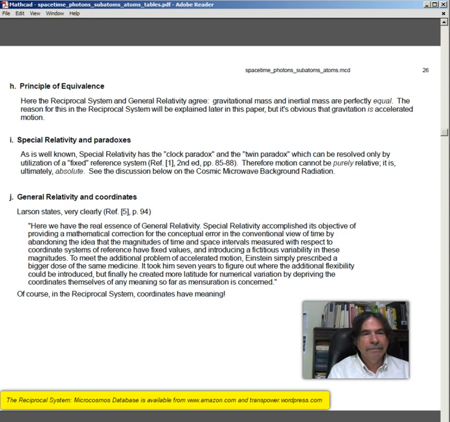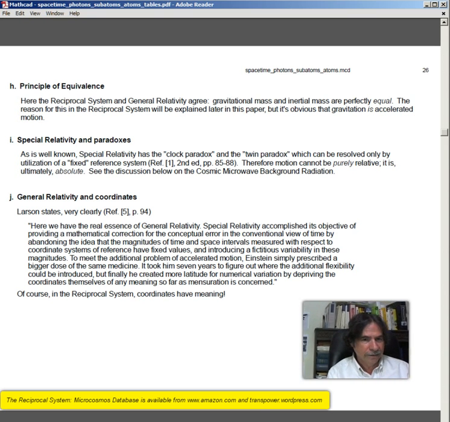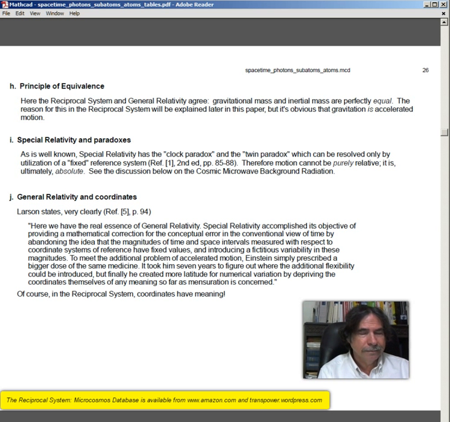I, special relativity and paradoxes. As is well known, special relativity has the clock paradox and the twin paradox, which can be resolved only by utilization of a fixed reference system. See reference 1, second edition, pages 85 to 88. Therefore, motion cannot be purely relative. It is ultimately absolute. See the discussion below on the cosmic microwave background radiation. We'll get to that in a moment.